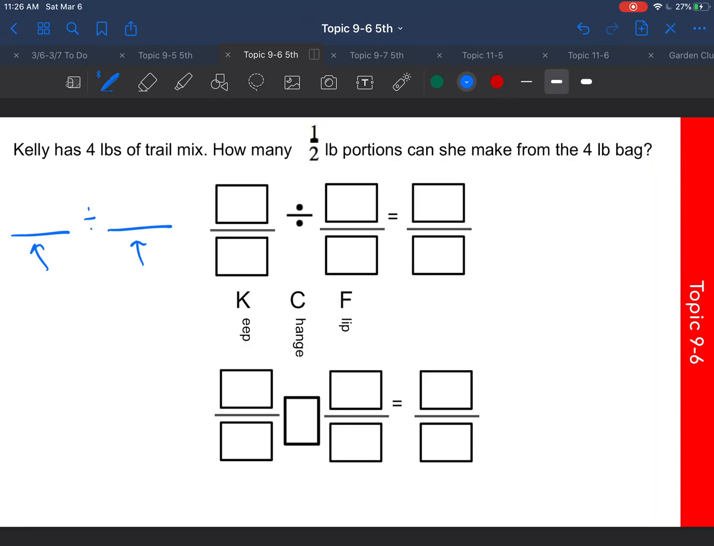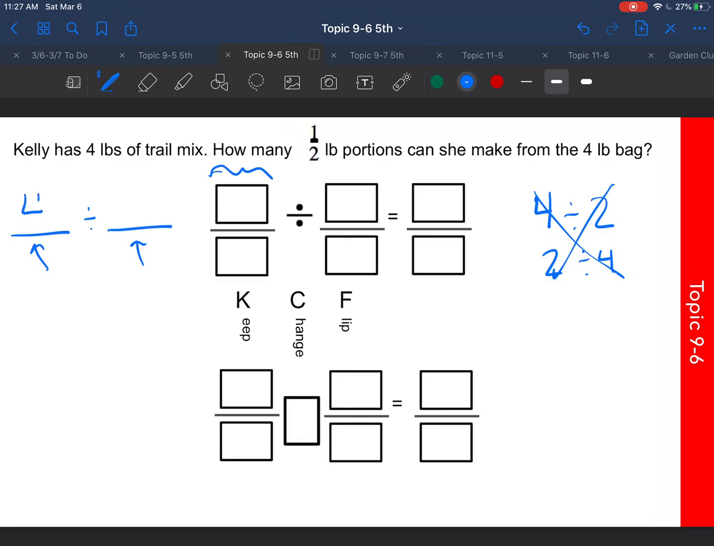Because remember, 4 divided by 2 is not the same thing as 2 divided by 4. You cannot flip-flop division, okay? They are not commutative. So again, whatever goes in this first spot is what is being shared, what is being split. So what would you say? Look at this problem. What is being shared?